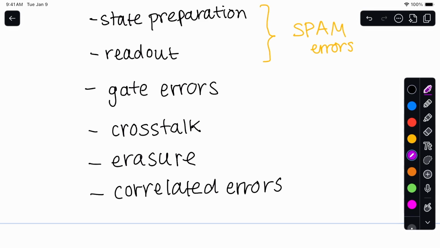There's erasure, so for instance, losing an atom out of an optical tweezer. Erasure is the state is lost entirely, basically. And then there's also correlated errors. So there could be some error that happens simultaneously with two qubits.